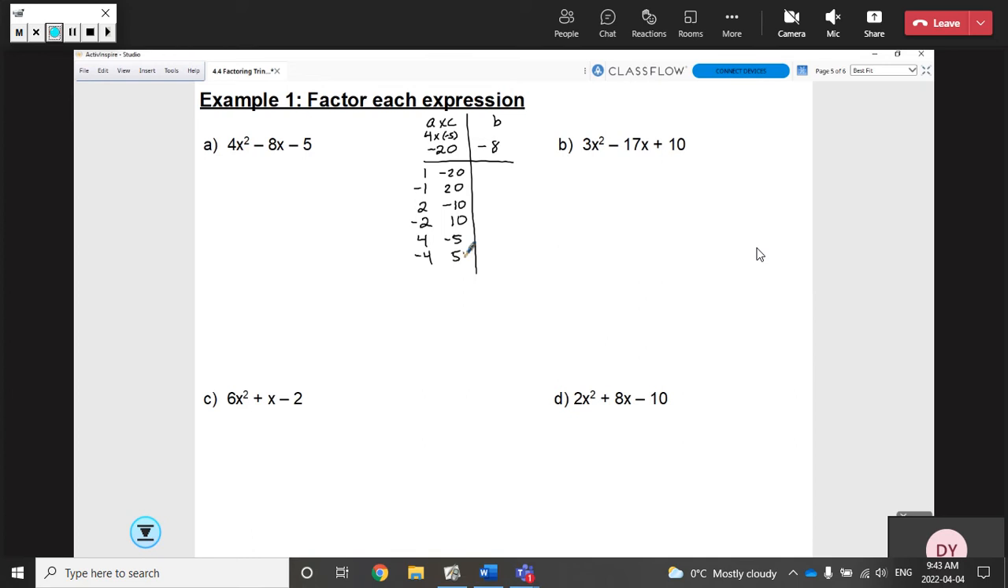Now, which one of these add to -8? This is our winner. Agreed? 2 and -10. Okay, so what we're going to do is break up this middle b value into a positive 2x and a -10x. So then we're going to add on our 4x squared. Our 4x squared will go here, and our -5 will go at the end there.